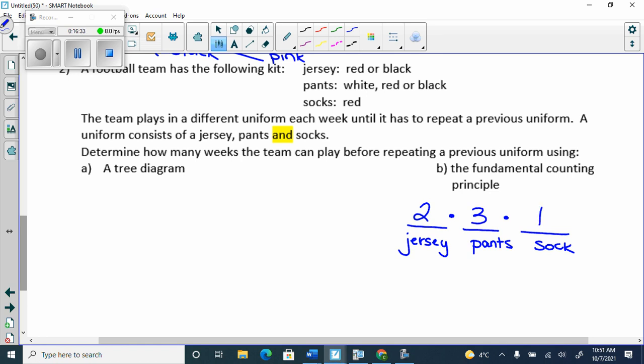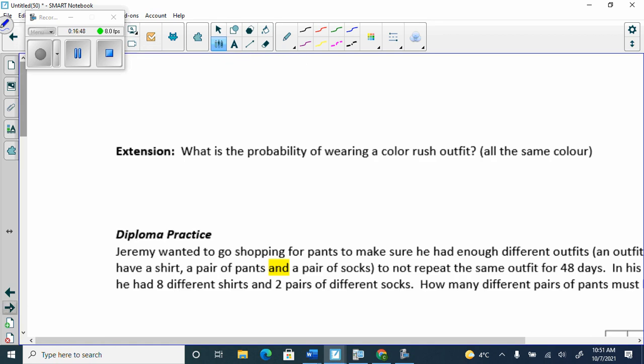Now, the number above represents the amount of options. The blank tells you how many of each I'm picking. So how many am I picking of a jersey? 1. Pants, 1. Socks, 1. And I get 6 different options. Right? Okay, we're going to flip over.